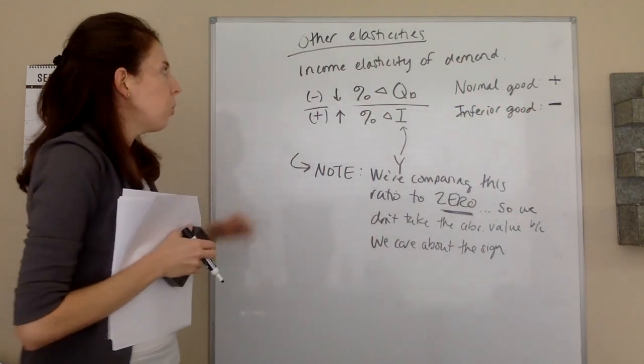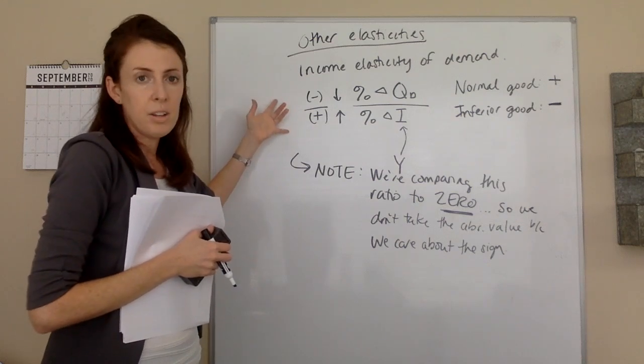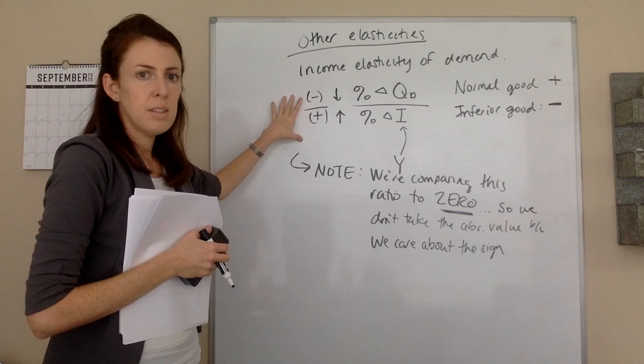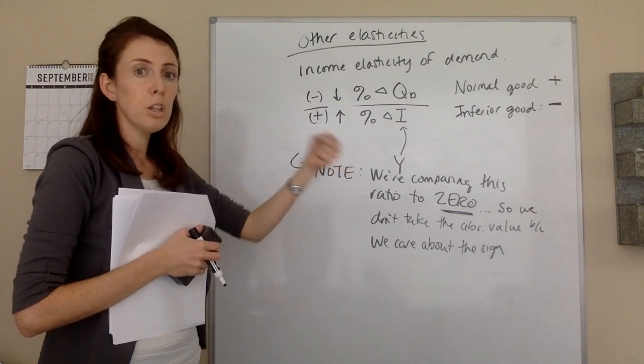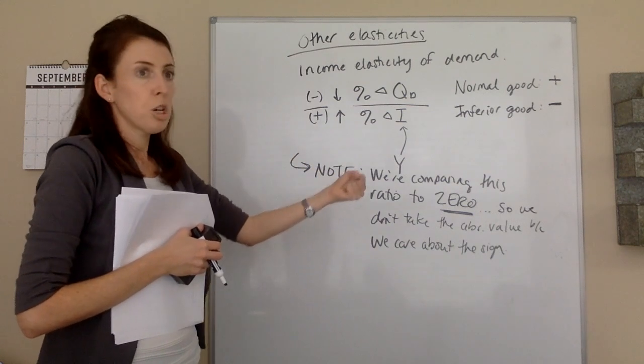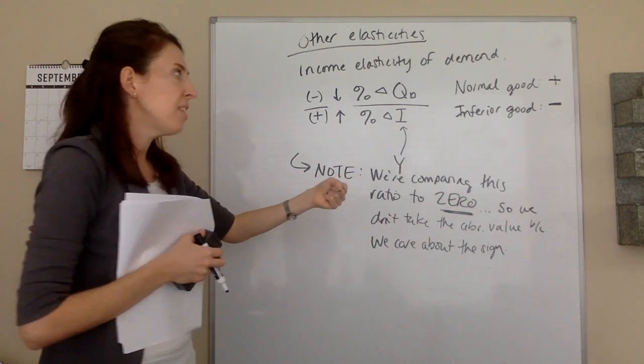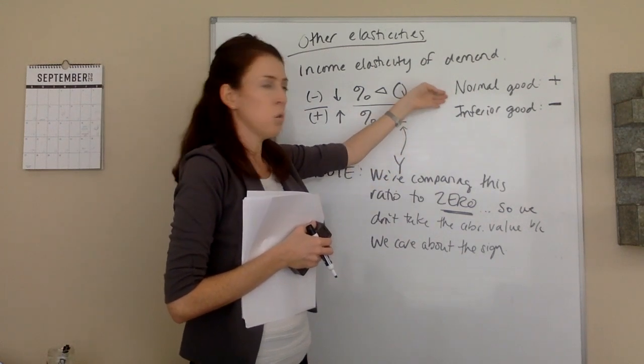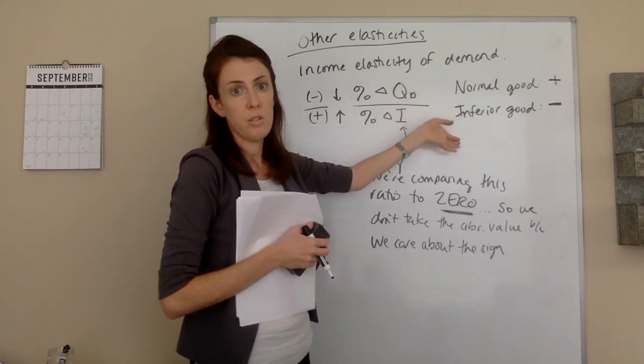Okay, so this is why we would ever care to calculate an income elasticity of demand, because when you calculate this and it spits out a number, you can look at that number, determine whether the number is positive or negative, and then that tells you what kind of good you're looking at. It tells you whether the good that you're considering is a normal good or whether that good is an inferior good.